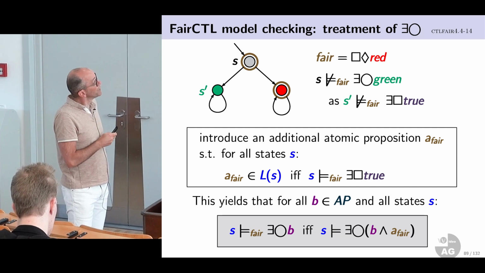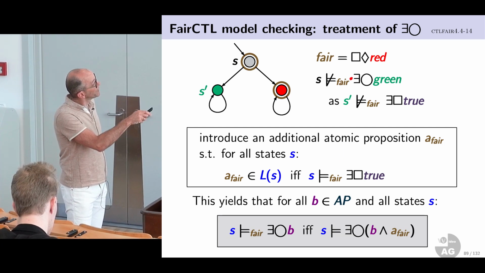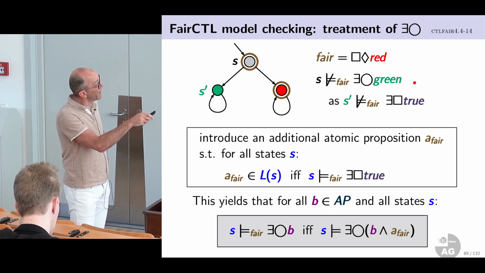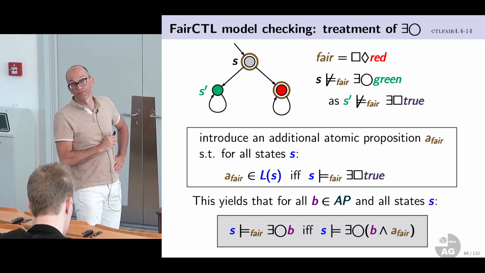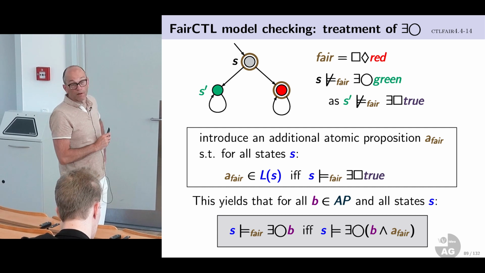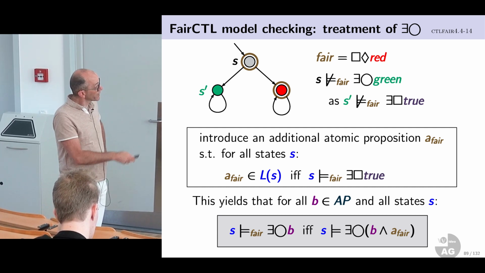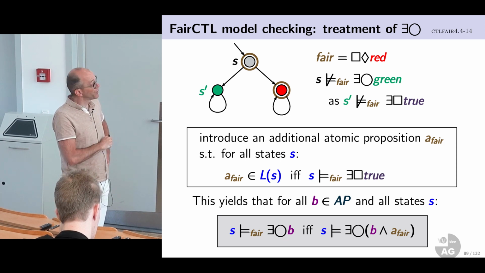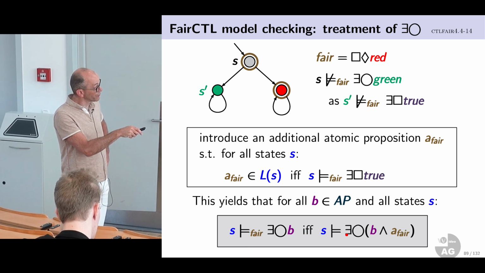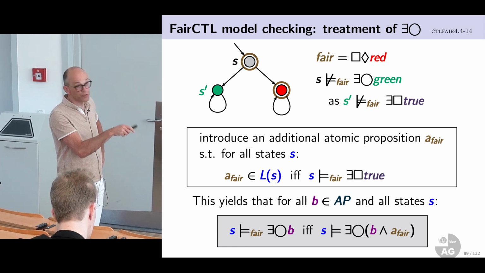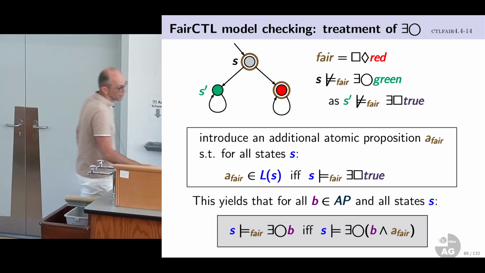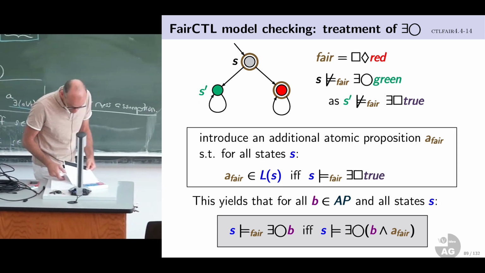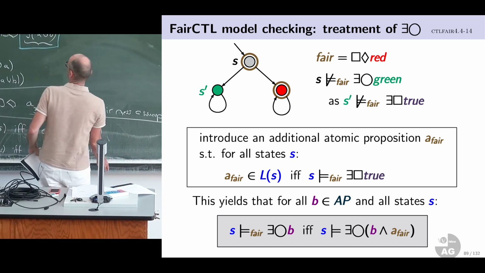And that means that in the end, in order to check whether there exists a next green, we're going to check, does there exist a path such that next green and this new atomic proposition holds. So for all B, we're going to check if we have a formula existential next atomic proposition, and we have to check this under a fairness assumption fair. This is to be true if and only if S satisfies the formula there exists a path so that next B holds and A fair. Good. We're going to shortly show that this is the case, and this works as follows.